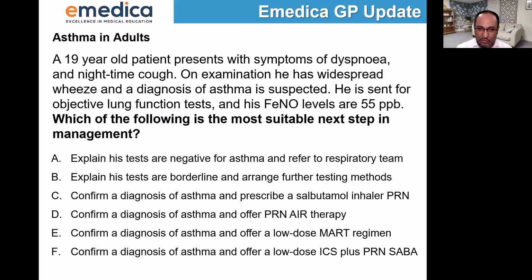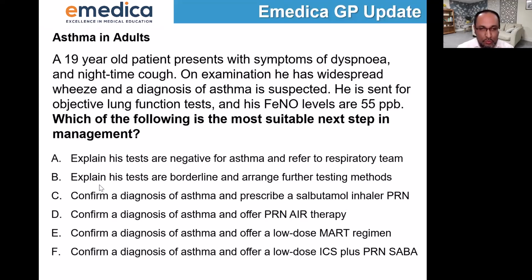So the split of answers is really interesting. It's almost equally split between D, E, and F. So confirm a diagnosis of asthma and either offer PRN AIR therapy, or a low-dose MART regime, or low-dose steroid plus PRN salbutamol. That's what a SABA is, right? So these three almost equal. Then a few people said confirm a diagnosis of asthma and just give salbutamol PRN. What's interesting is hardly anyone has picked A and B, which is good.